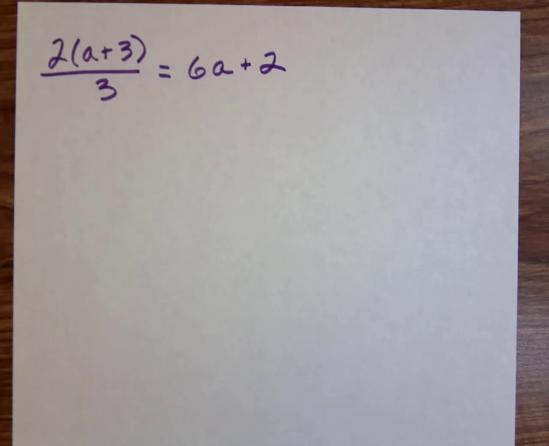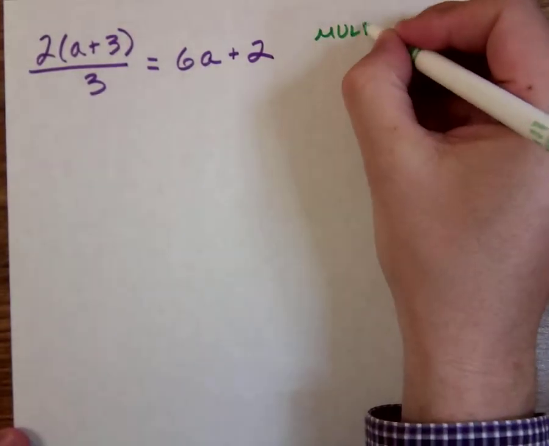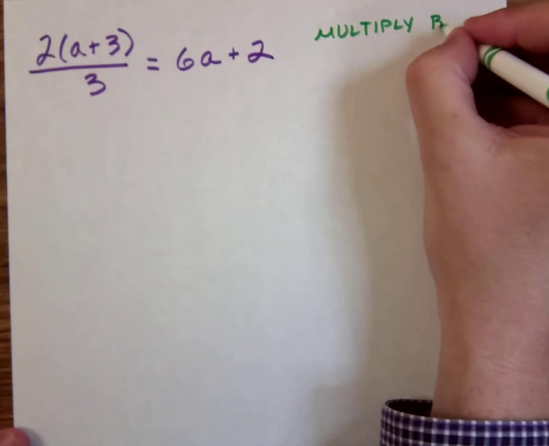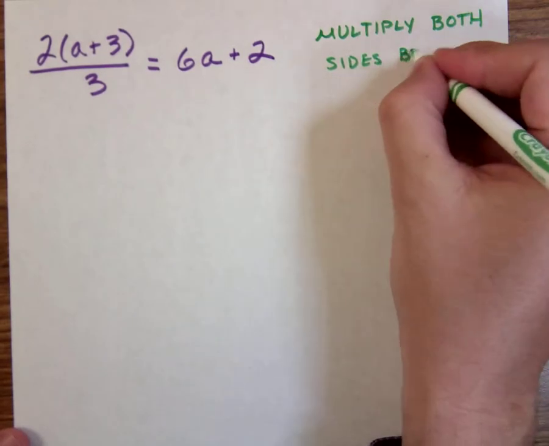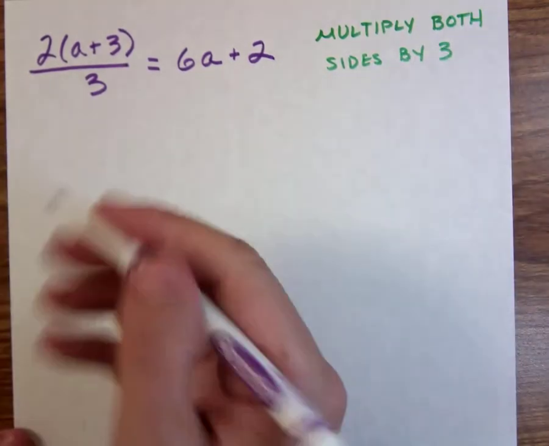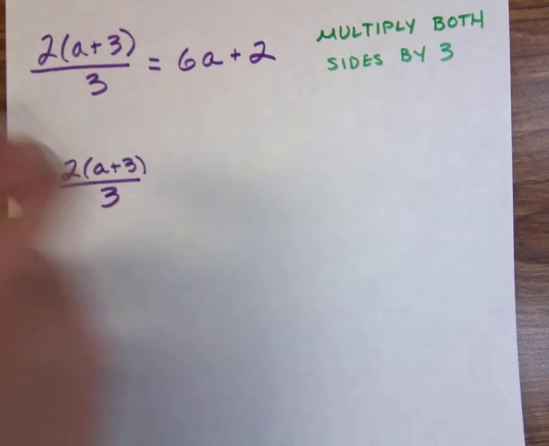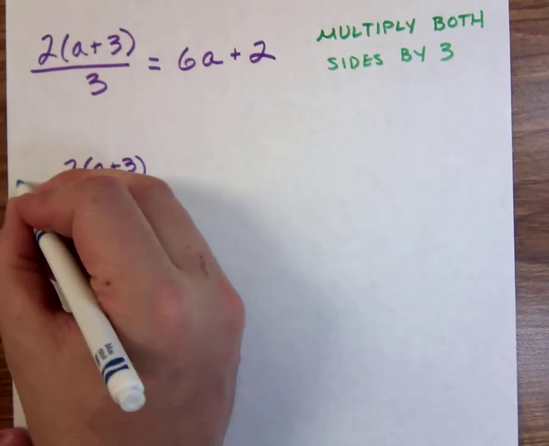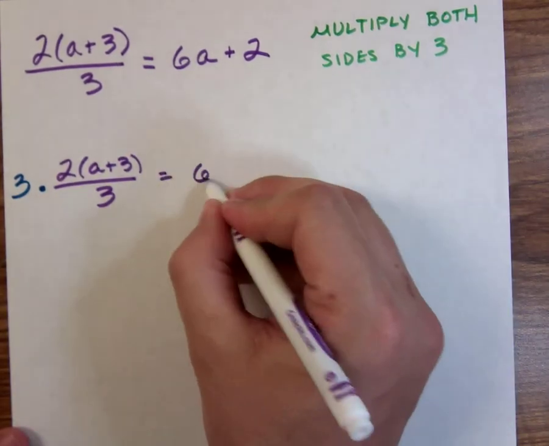How do I get rid of divided by 3? What's the opposite, the inverse of dividing by 3? Multiplying by 3. So let's do that. I'm going to multiply both sides by 3. I'm going to write this out as a separate step because I don't want you to mess it up. Multiply both sides by 3. I want you to be very careful here. So here's what the left side's going to look like. It's 2a plus 3 over 3 multiplied by 3. And the right side is going to be 6a plus 2.